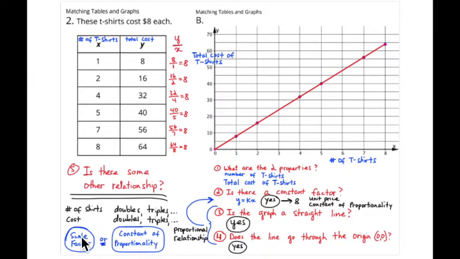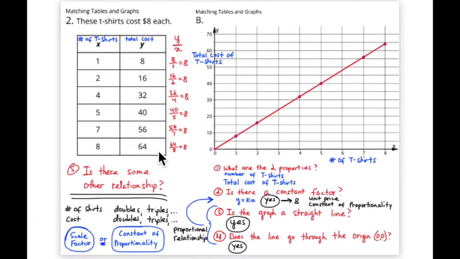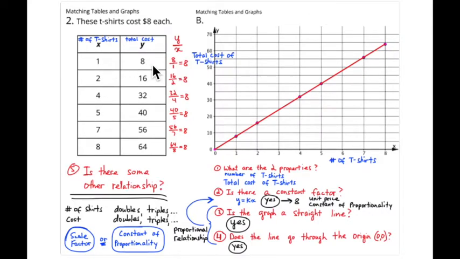Now, in a proportional relationship, you can go back to what we looked at in the very first unit, which was scale factors. And you can see if you work down the column, that's using the scale factor. So if I double the number of t-shirts from 2 to 4, I'm going to double the total cost from 16 to 32. 4 times the number of t-shirts from 2 to 8, 4 times the cost from 16 to 64. But if you go across each row, you're going to use that constant of proportionality.